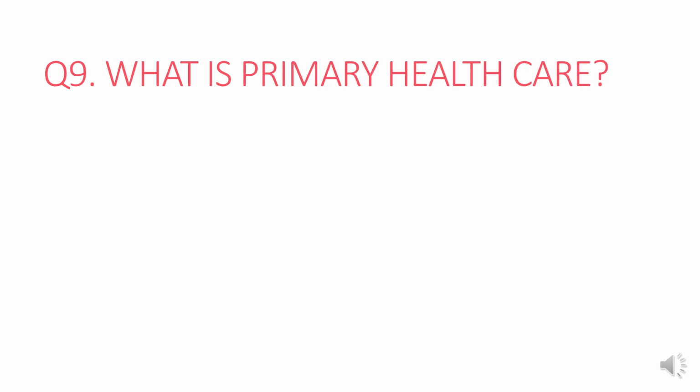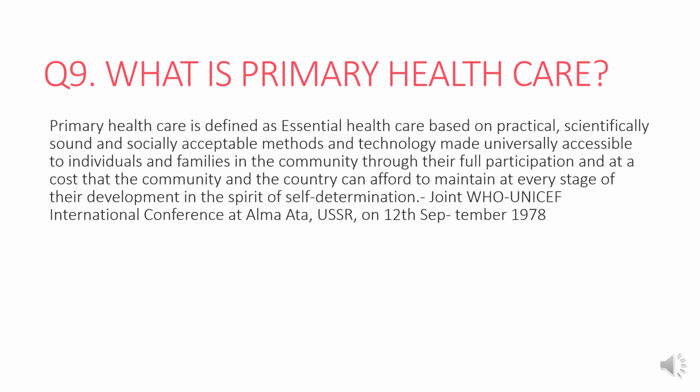What is primary health care? Primary healthcare is defined as essential healthcare based on practical, scientifically sound, and socially acceptable methods and technology made universally accessible to individuals and families in the community through their full participation and at a cost that the community and the country can afford to maintain at every stage of their development in the spirit of self-determination. It is given by joint WHO and UNICEF International Conference at Alma Ata, USSR.